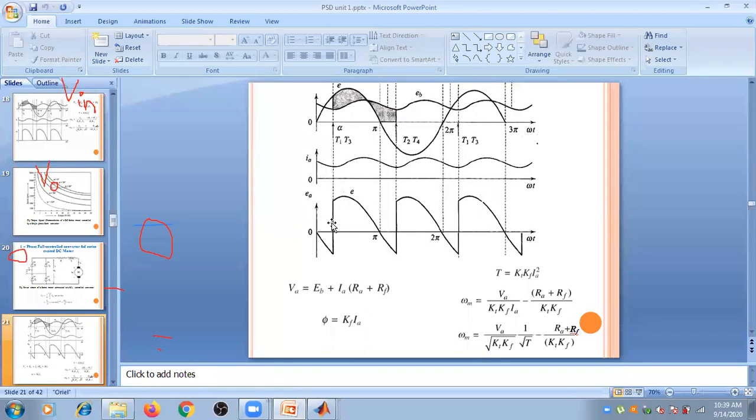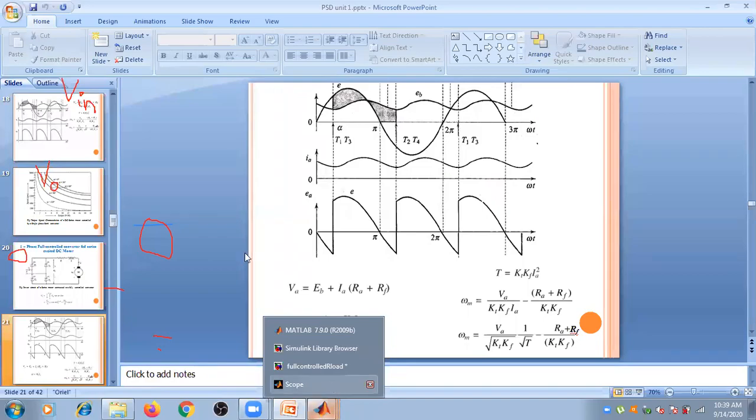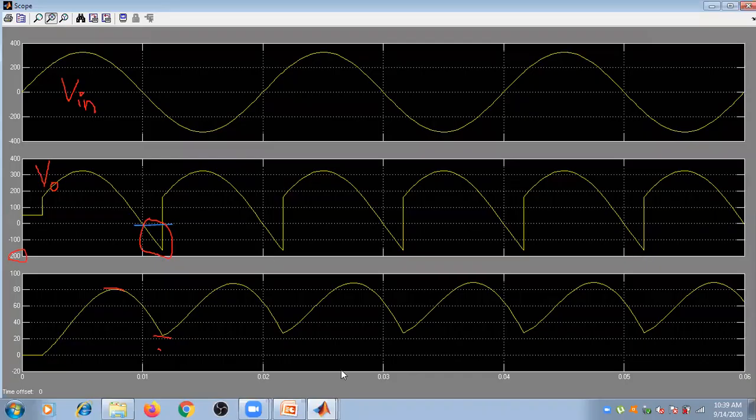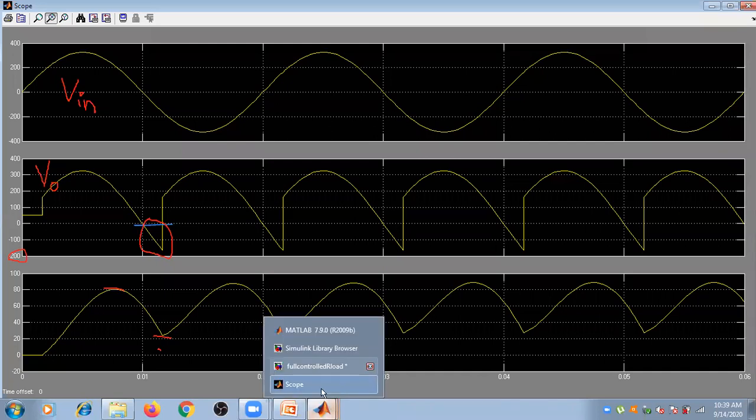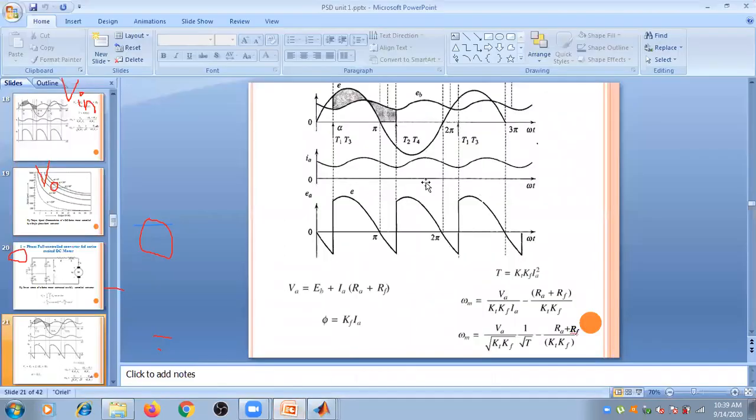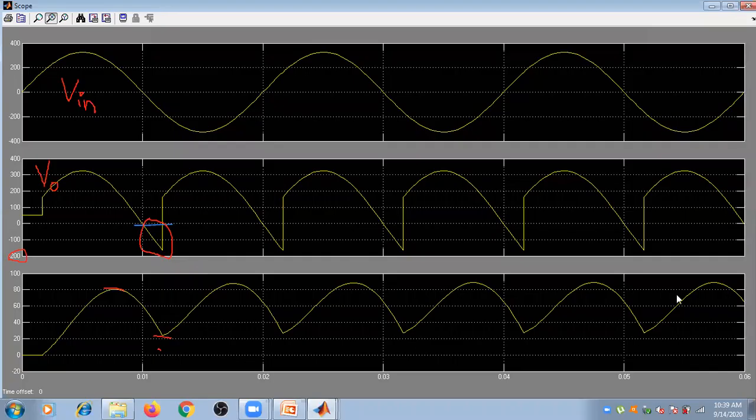Now you can see this is our output voltage. You can clearly see here, this is our output voltage, and this is our load current or output current. You can see this is the waveform. Okay, this is our supply voltage, and so you can clearly see the waveforms are very similar to our theoretical ones. The simulation waveforms are very similar to our theoretical.